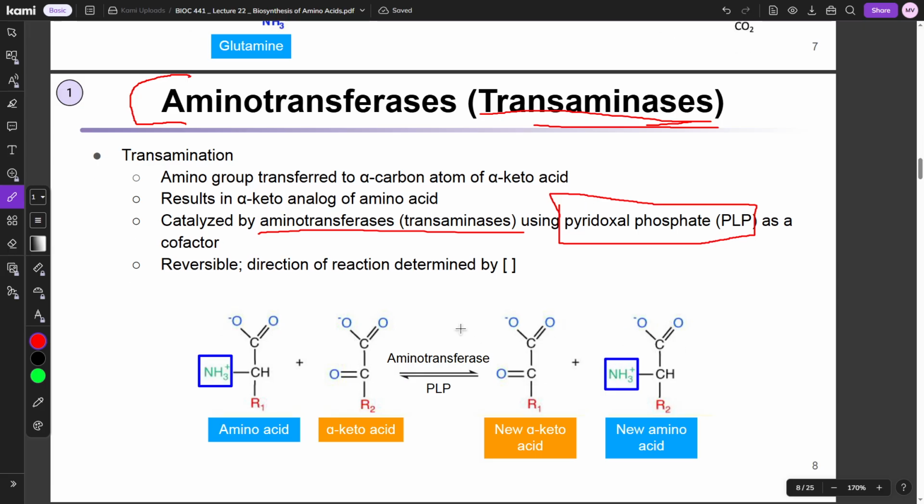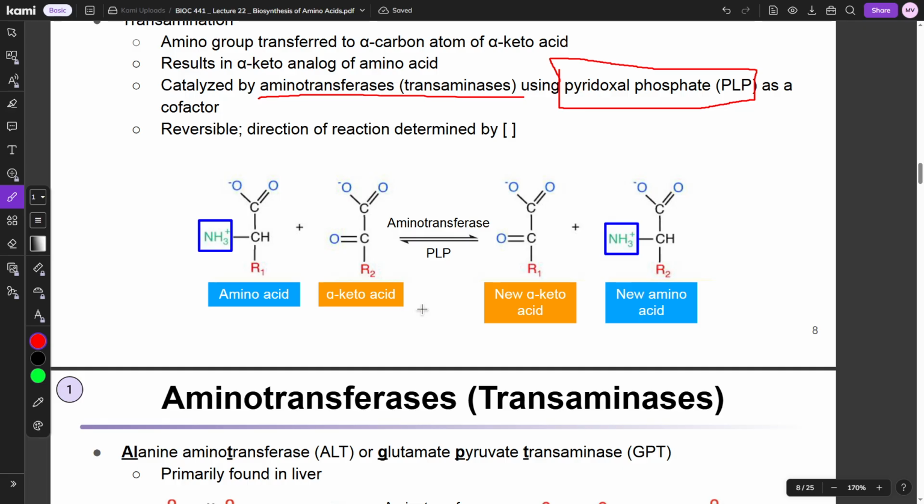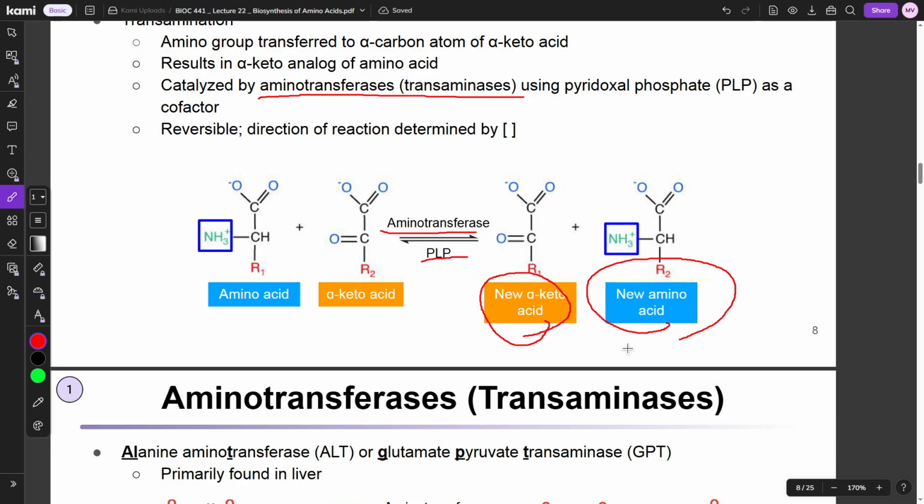So yeah, you can see here, if you take an alpha keto acid and an amino acid and you do an aminotransferase reaction using PLP, you get a new alpha keto acid and a different amino acid, basically.